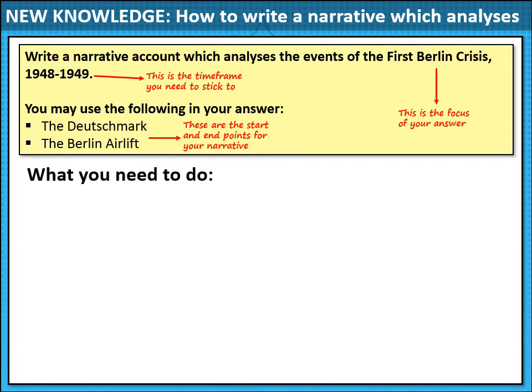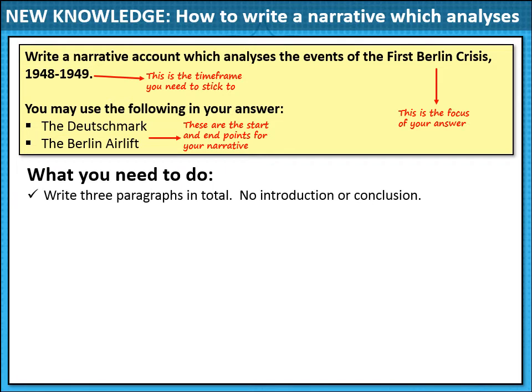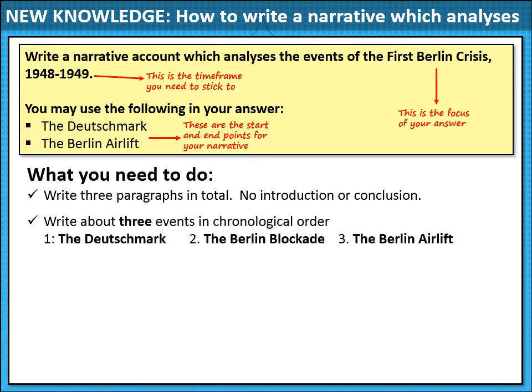So, what do we need to do in our answer? Well, we need to follow several straightforward steps. Firstly, we need to write 3 paragraphs in total, and we don't need a separate introduction or a conclusion. We do need to write about 3 events in chronological order. Now, we already have event 1, the Deutschmark, and we have our final event, the Berlin airlift. We need 1 to go in the middle, and I'm going to suggest that you write about the Berlin blockade there.